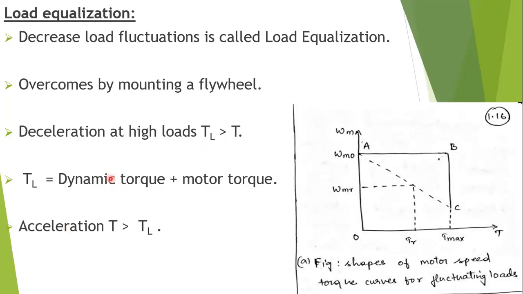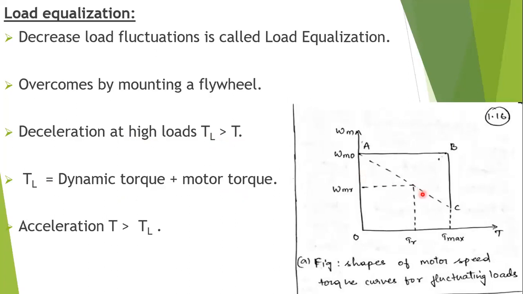Suppose at high loads, what is the condition? TL will be greater than T. And at light loads, if the second condition is assumed, what will it become? T will be greater than TL. At that time T will be equal to dynamic torque plus load torque. So again in this acceleration, speed is brought back to the original value before the next high load period occurs. Okay, so the AC curve.